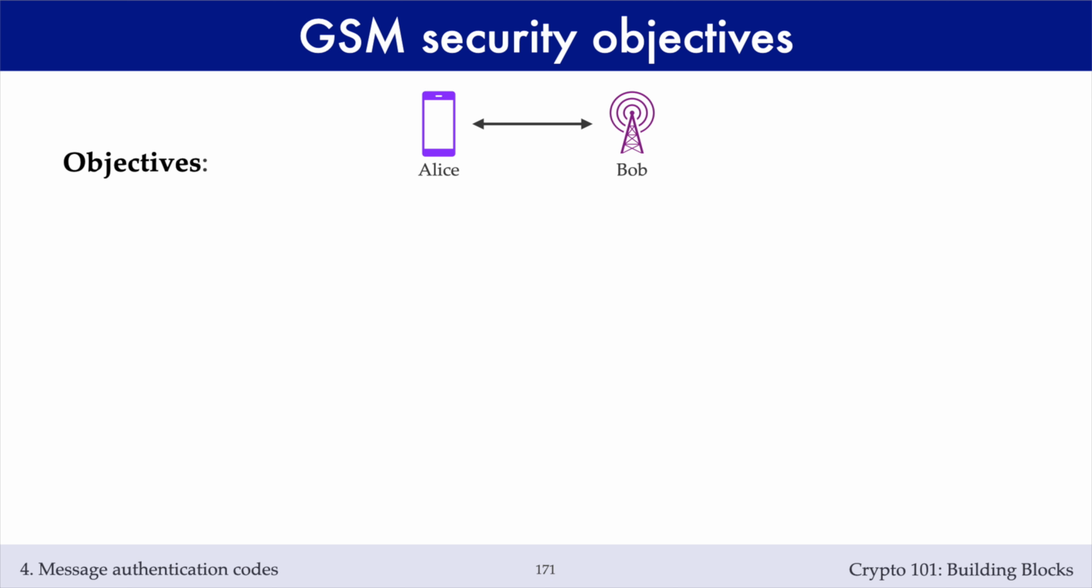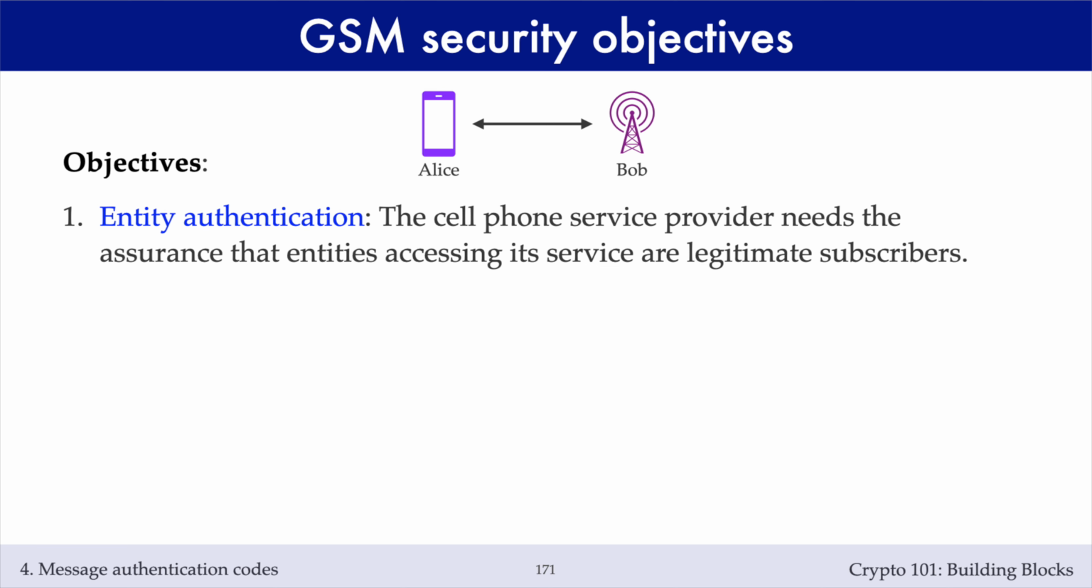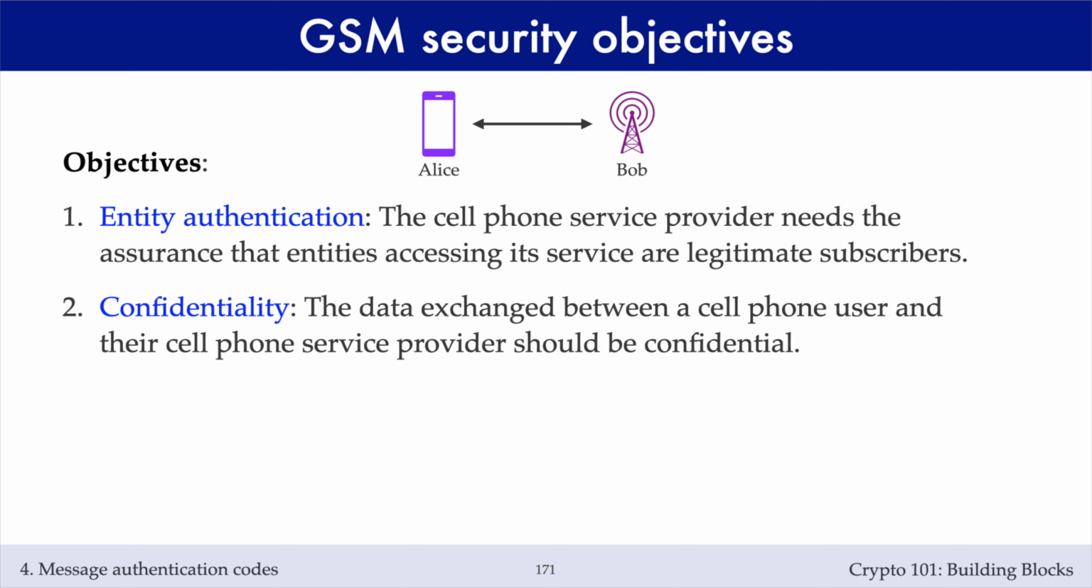The security objectives of GSM are entity authentication and confidentiality. Cell phone service providers need to be assured that entities accessing their service are legitimate subscribers. GSM provides entity authentication by using a MAC scheme. Users need the assurance that their cell phone communications are private, and this assurance is provided through the use of encryption.